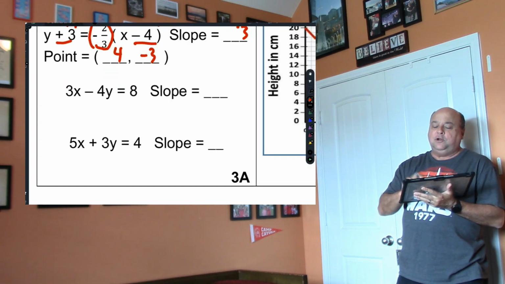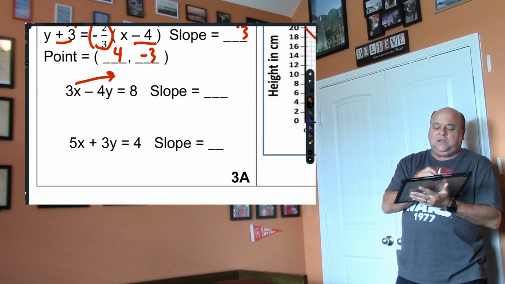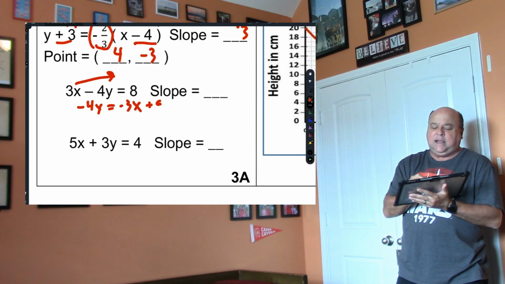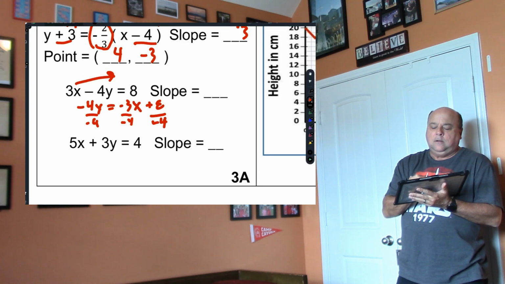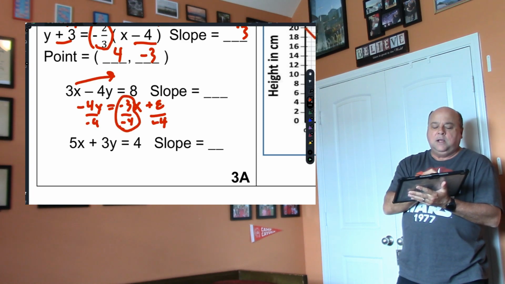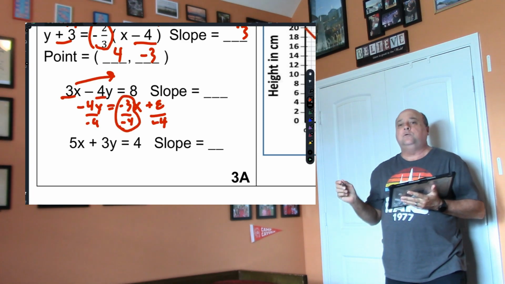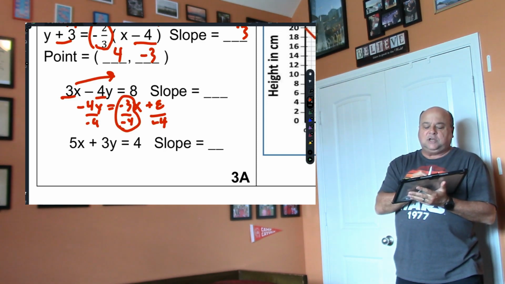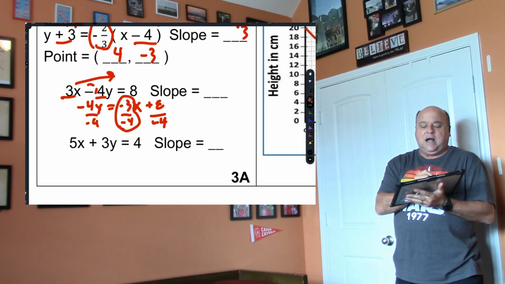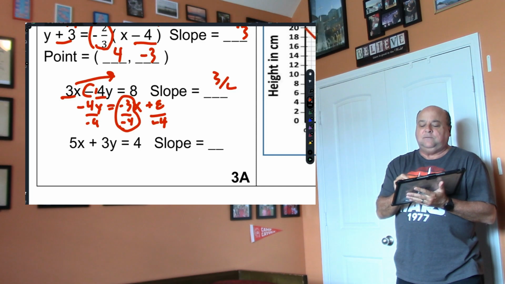On the next one, I'm going to do one of these. We're going to flip the x. Negative 4y equals negative 3x plus 8, and the negative 4 goes on the bottom. This right here is your slope. These two numbers make up your slope. So my slope is going to be 3 over 4. The opposite of a negative is a positive.